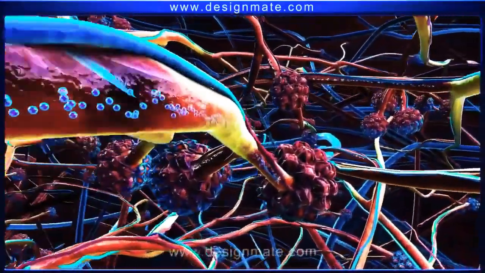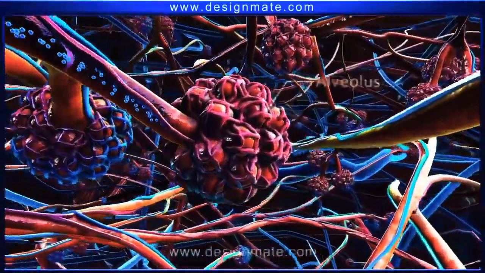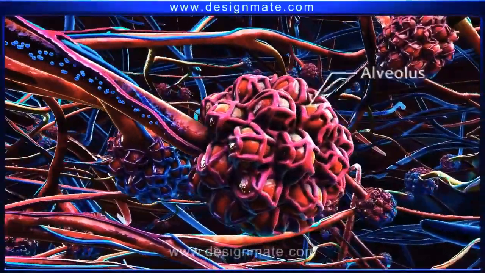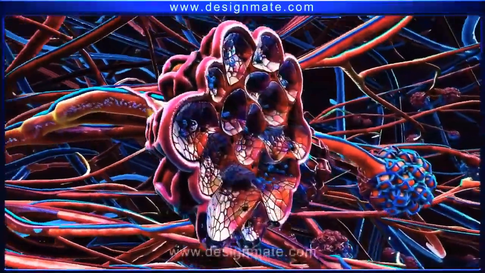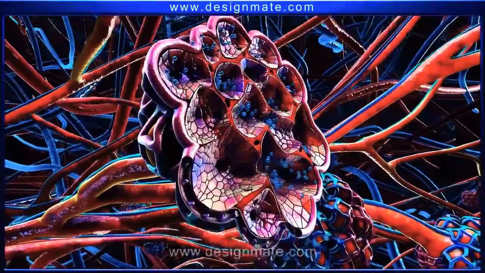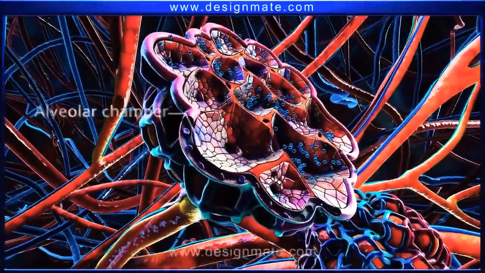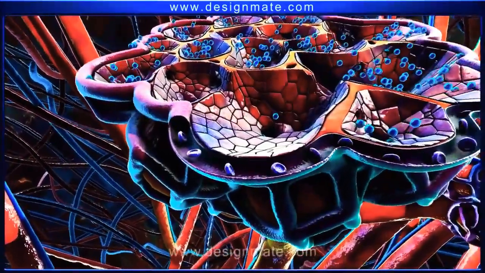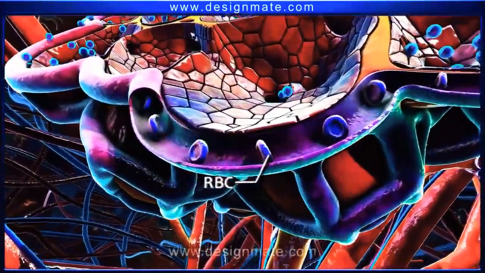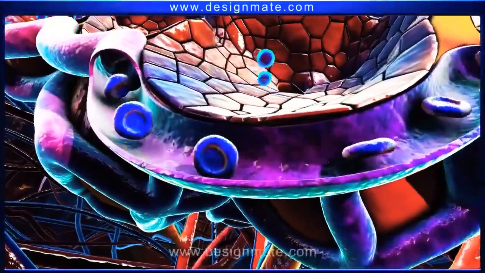Oxygen travels through these bronchioles and reaches the alveoli, each of which is surrounded by a network of capillaries. A section of one alveolus shows the presence of numerous alveolar chambers with pores. Blood containing RBCs is seen flowing through the capillaries.